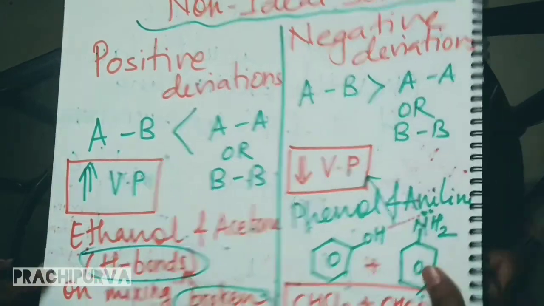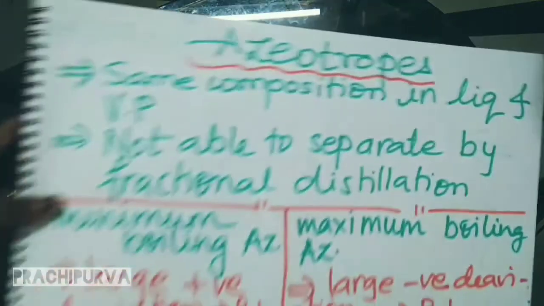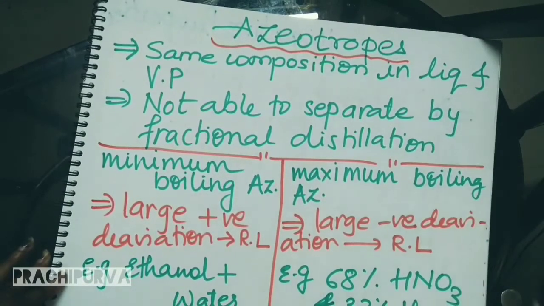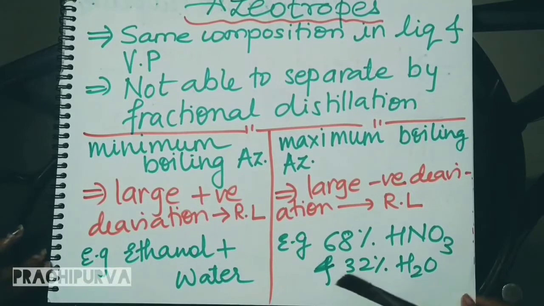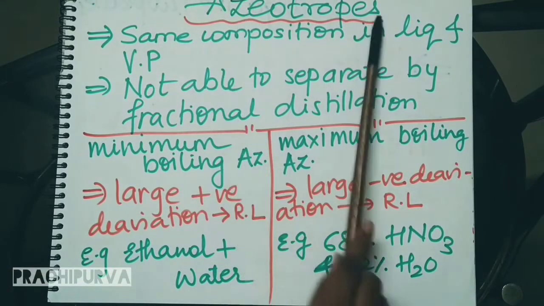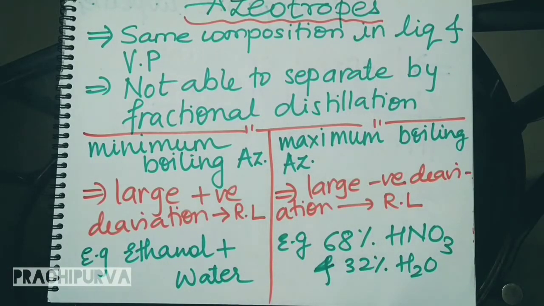Next up we have azeotropes. Alright. So now, what are azeotropes? Let's learn. This is also a type of solution with the same composition in liquid and vapor phase.